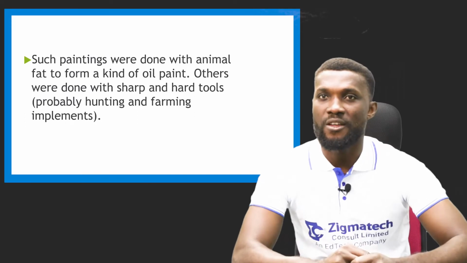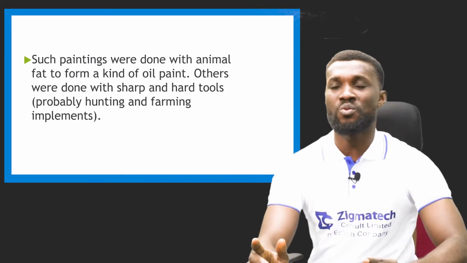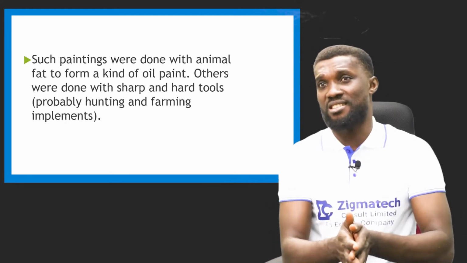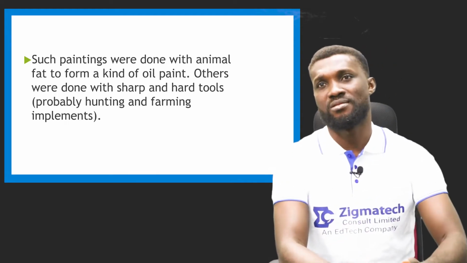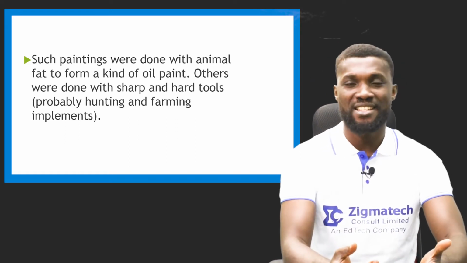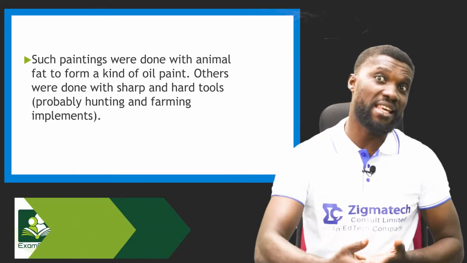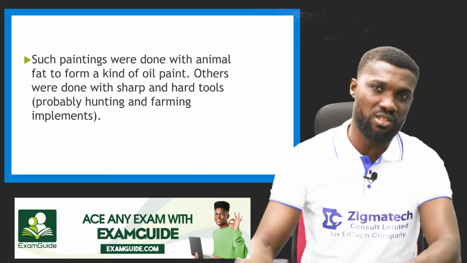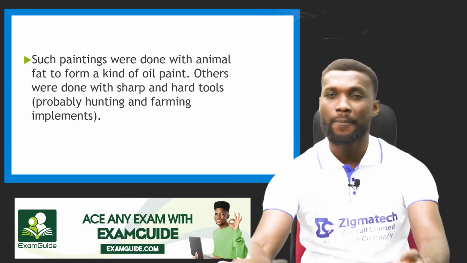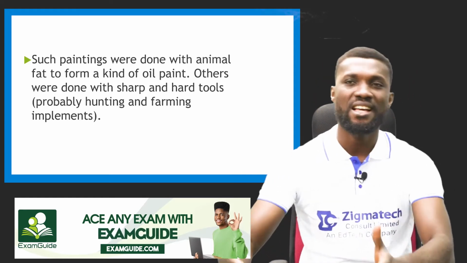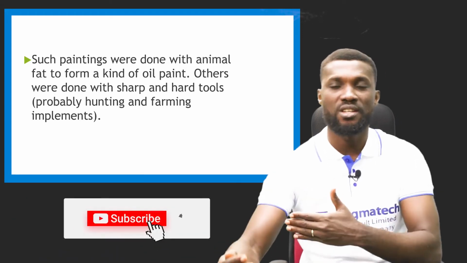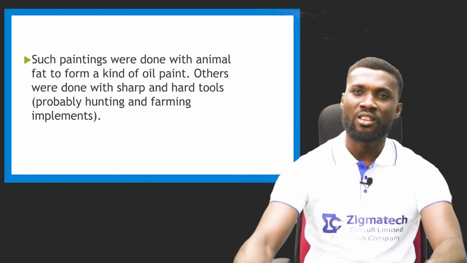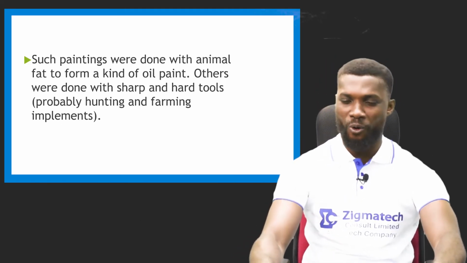So now, various techniques have been used to express themselves in art. Now, some of these paintings in the ancient art, we're talking about the history now, were done with animal fat to form a kind of oil paint. Now you see they use animal fat to make their paint. Now others were done with sharp and hard tools, probably hunting and farming implements. Now these are some of the tools that they use to make some of these paintings on the wall. Are you following? All right.